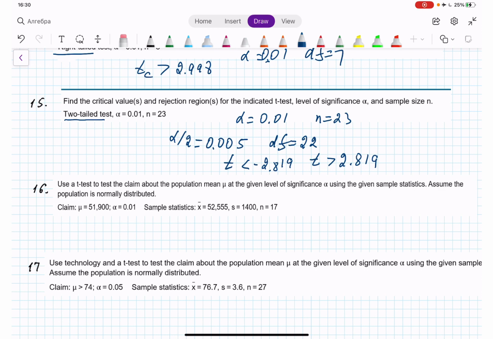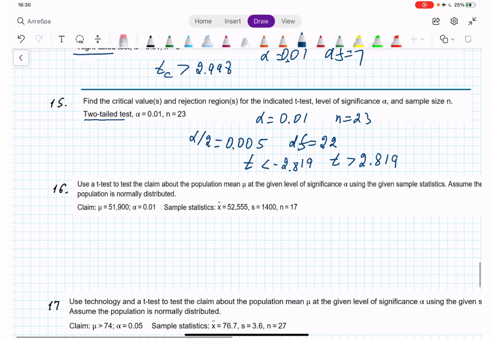Use t-test to test the claim about population mean at the given level of significance alpha using given sample statistics. Assume the population is normally distributed. So the claim, we have two tail, obviously. So mu is equal 51,900. And alternative, mu is not equal 51,900. Okay, alpha is equal 0.01.